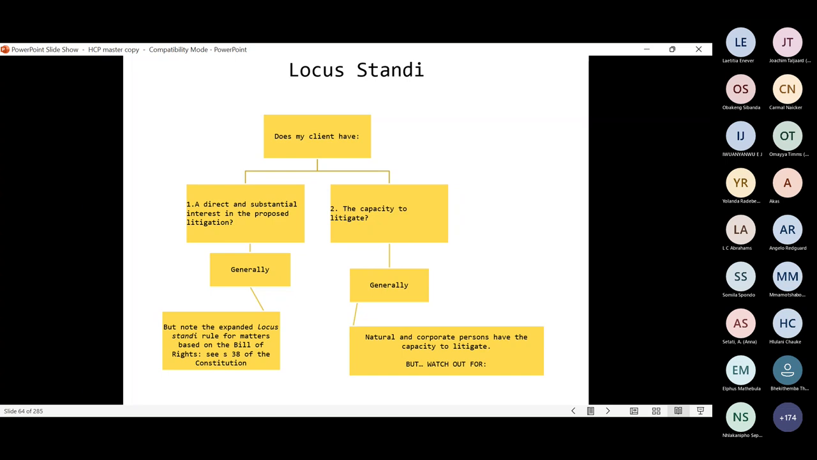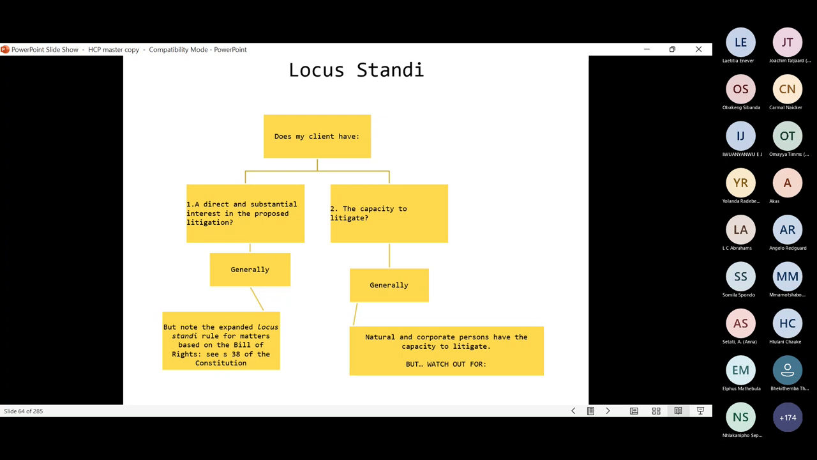Right. So the next item for discussion during your consultation, before you are going to institute proceedings, is you must ask yourself, does my client have legal standing or locus standi? Legal standing means that the client can institute proceedings or defend proceedings, if the client comes to you and says, I want to defend this, right?